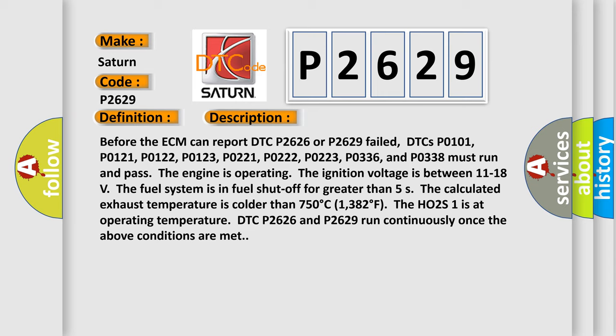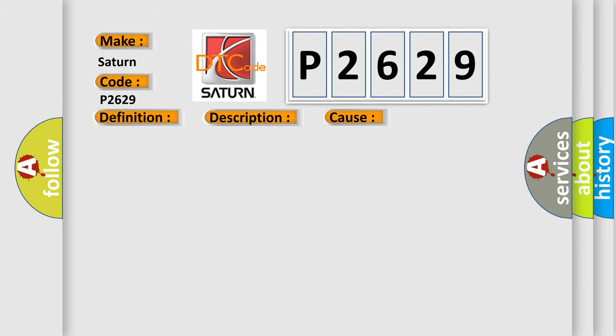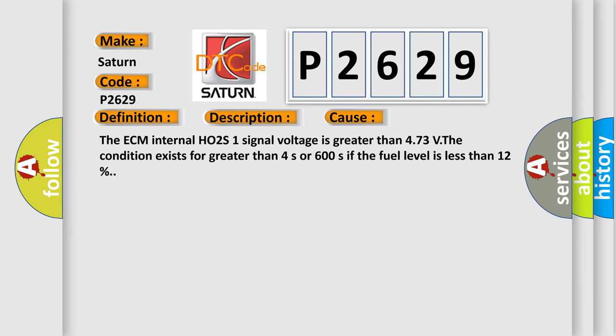DTC P2626 and P2629 run continuously once the above conditions are met. This diagnostic error occurs most often in these cases: the ECM internal HO2S1 signal voltage is greater than 473 V. The condition exists for greater than 4 seconds, or 600 seconds if the fuel level is less than 12%.